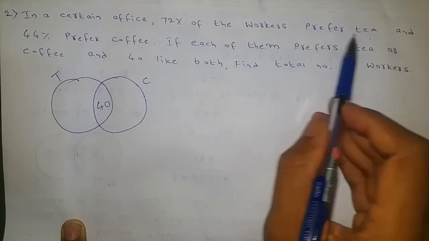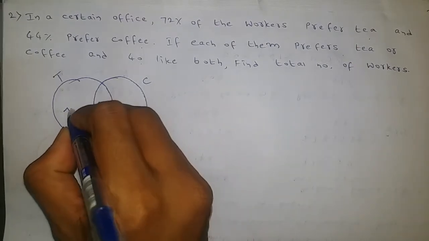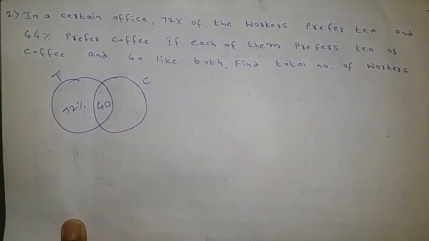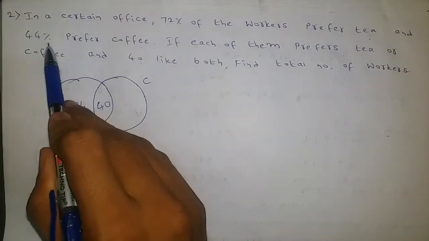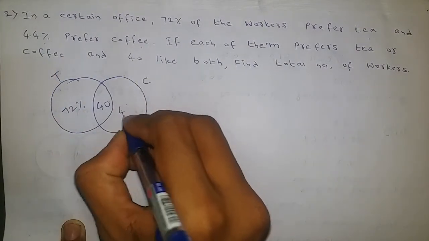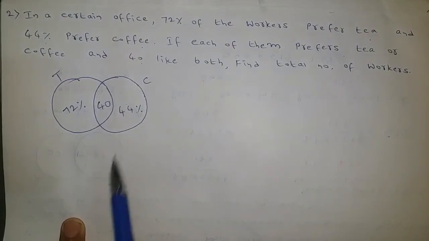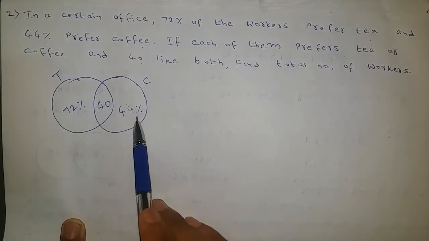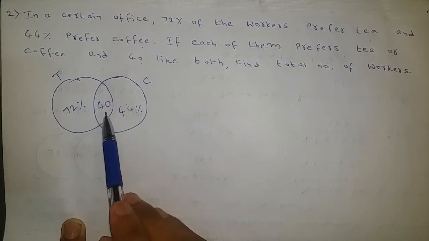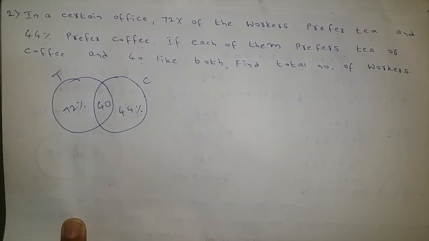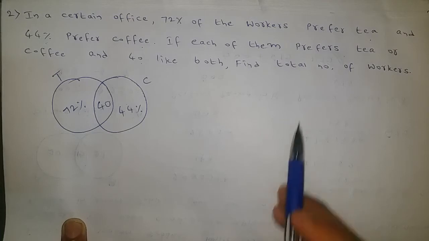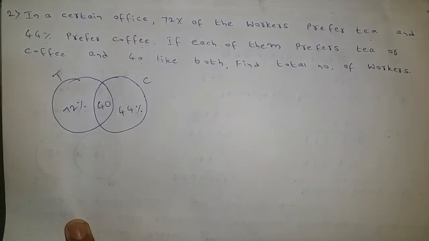Next, 72% of the workers prefer tea and 44% prefer coffee. Now if we observe this clearly, the tea and coffee drinkers are given in percentages, whereas the persons who are drinking both is given as a number of persons, 40 only, not a percentage. So now we need to find out how many total workers are there in that particular office.